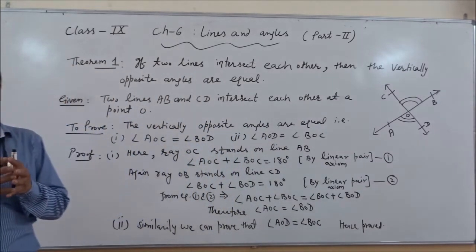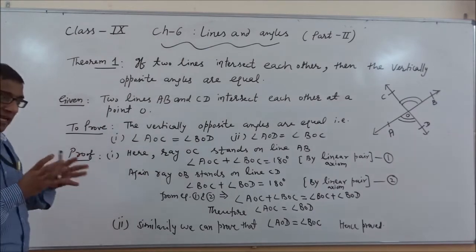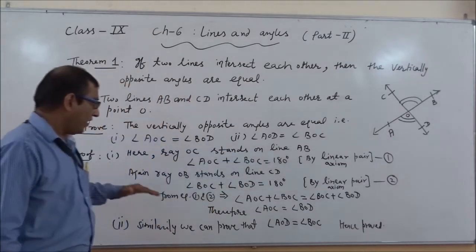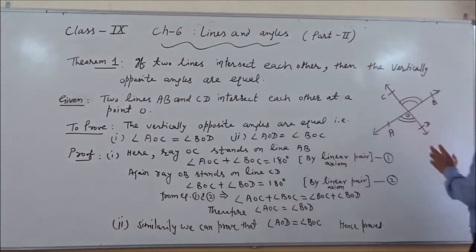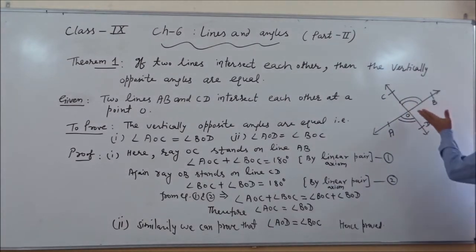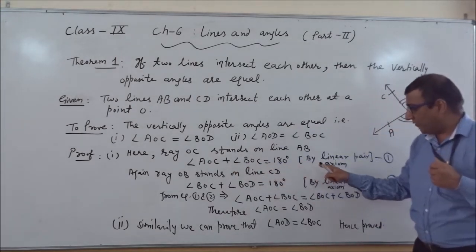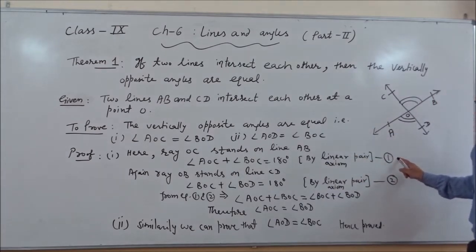If the sum of two angles is equal to 180 degrees and both the angles are adjacent angles, then we can say we are dealing with a linear pair. As you see here, angle AOC and BOC both are adjacent angles because one common arm is there. O is the common vertex, and OA and OB are non-common arms. So we can say the sum of these two angles is equal to 180 degrees with the help of the linear pair axiom, and we denote this as equation number first.